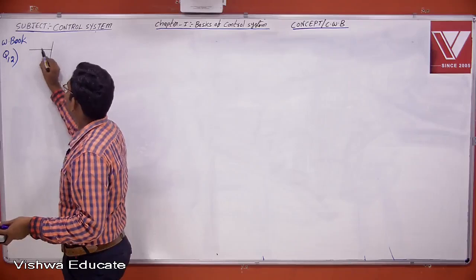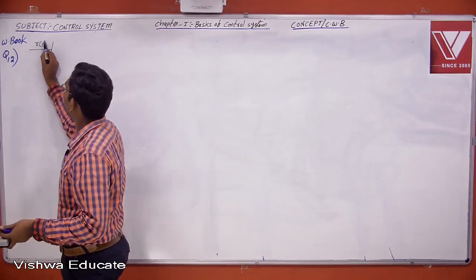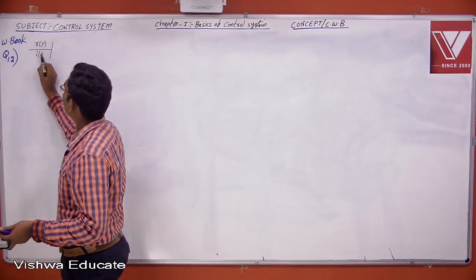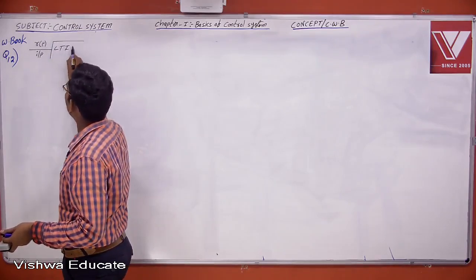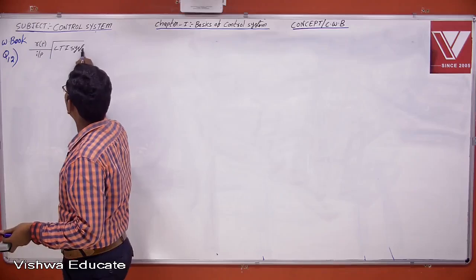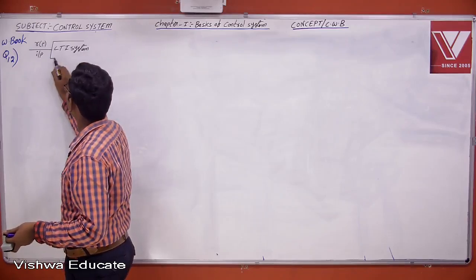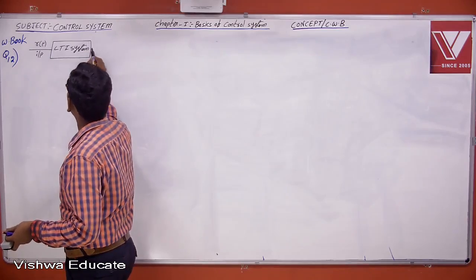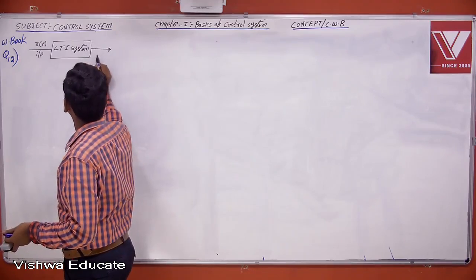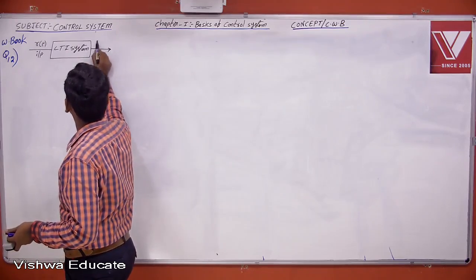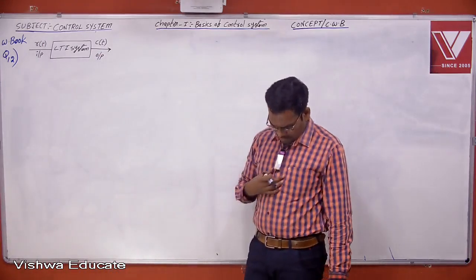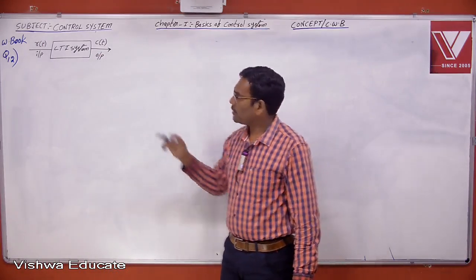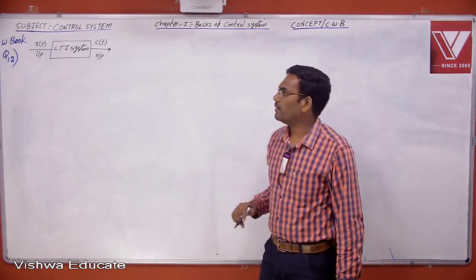input is R of t, output is C of t. For a linear time invariant system, input is R of t and output is C of t.